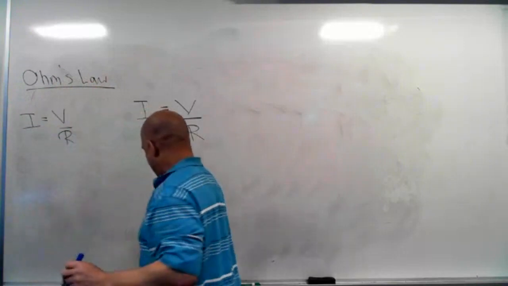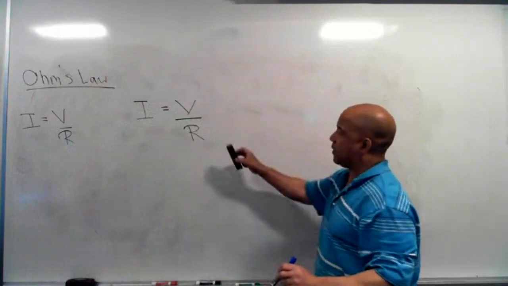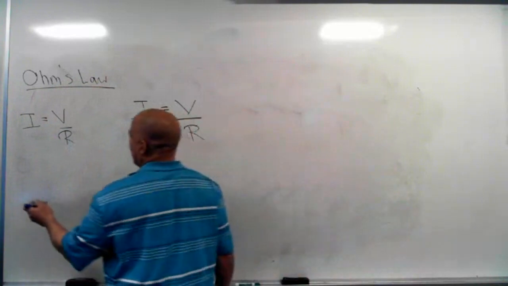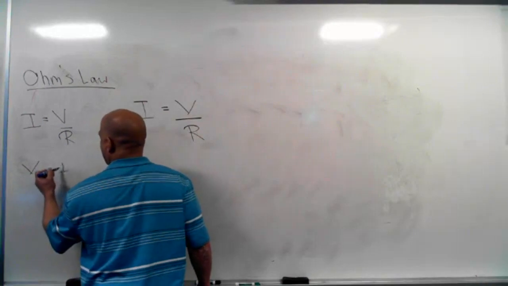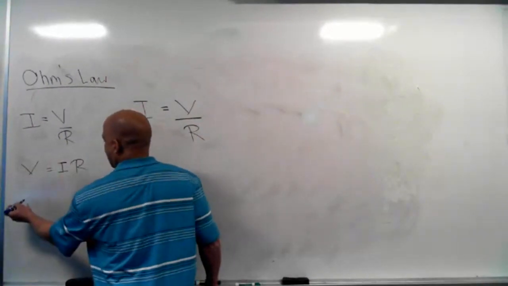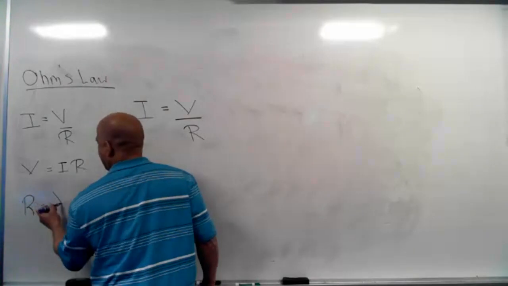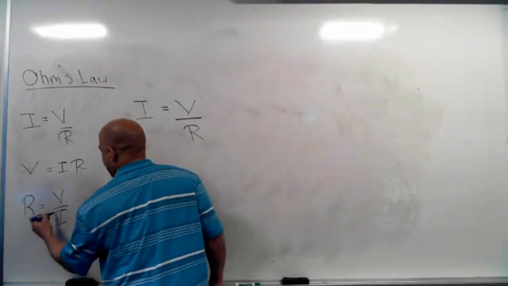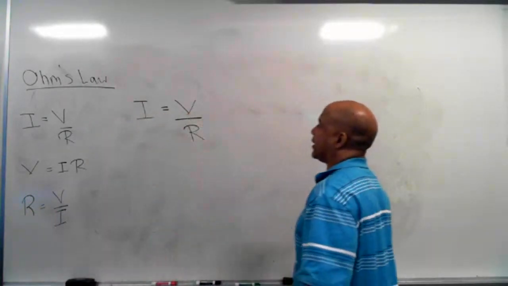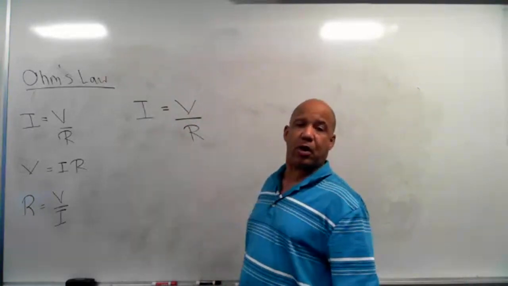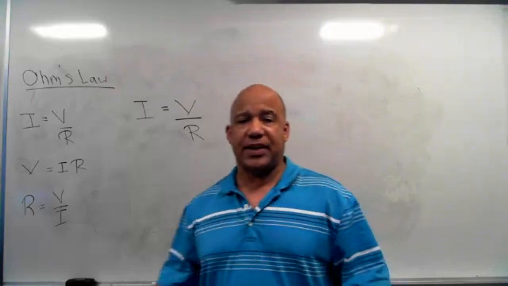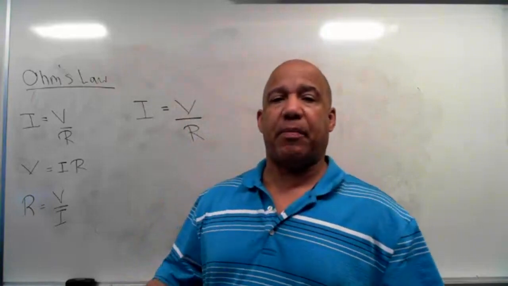And as I mentioned in the other class, you should be able to solve for any variable. So I is V over R, V is I times R, and R is V over I. We talked about that in the last class. We also talked about the relationships between variables, the way you would write those relationships mathematically and what they mean.